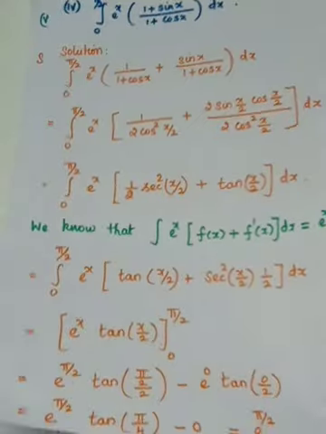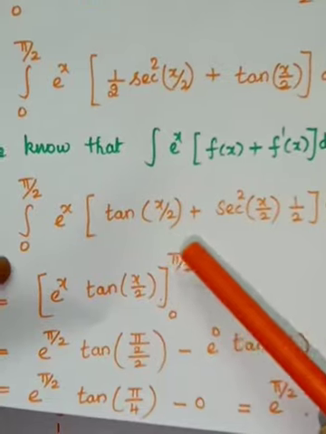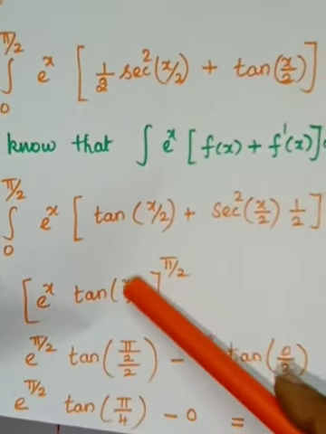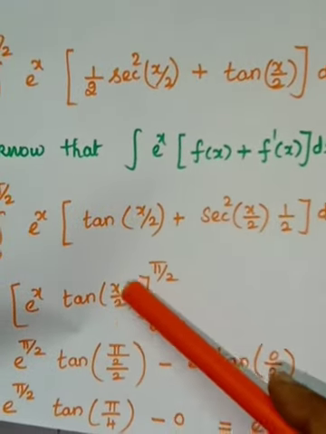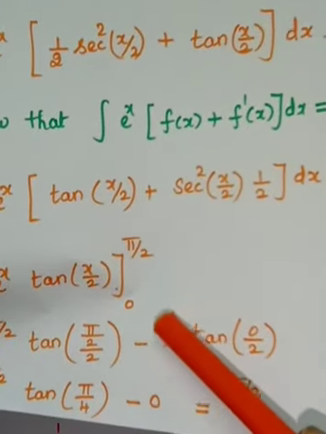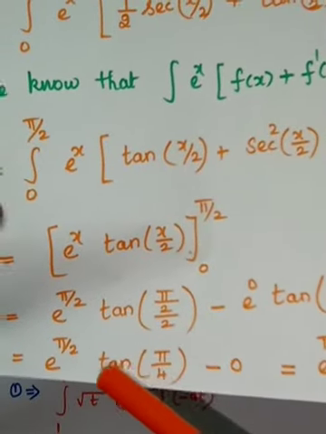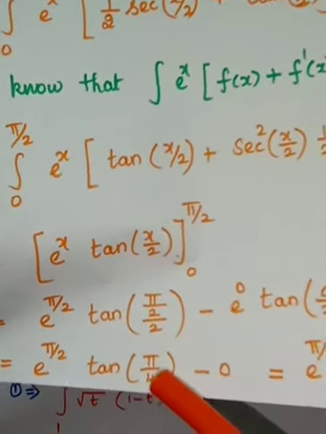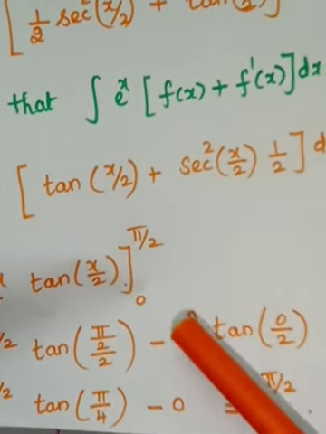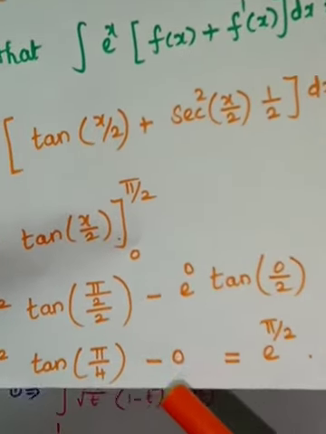So first which limit has to be applied? Upper limit. In the place of x you have to substitute pi by 2. So e power pi by 2 tan of, in the place of x what you have to write? Pi by 2 divided by 2, minus, apply the lower limit. So e power 0 into tan of 0 by 2. So e power pi by 2 tan of, pi by 2 divided by 2 is pi by 4, minus e power 0 value is 1 but tan 0 is 0. So 1 into 0 is 0.